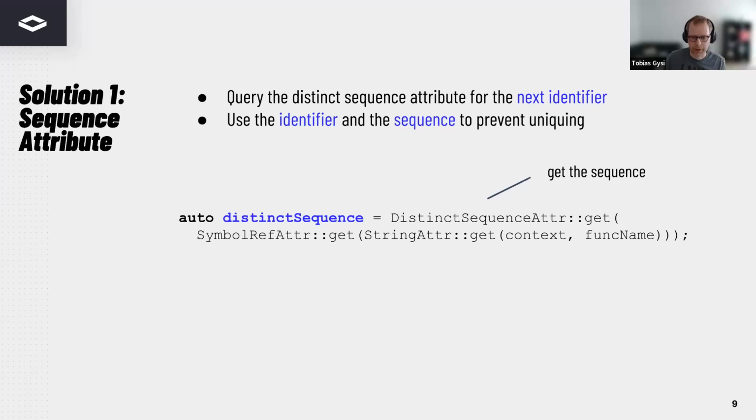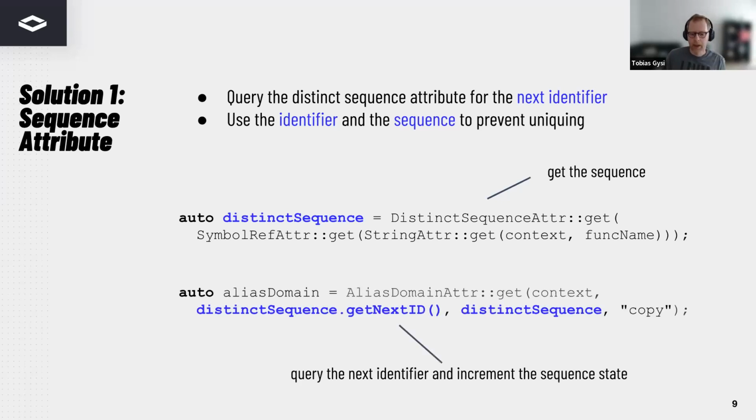So whatever is in the storage uniquer, basically. And then we can create a new such domain attribute where we call distinct sequence get next ID. So this will now mutate this sequence. It will increment the state and it will return the current identifier or the next identifier.